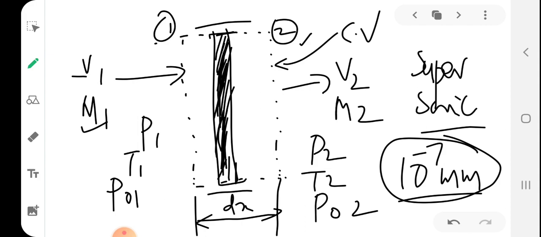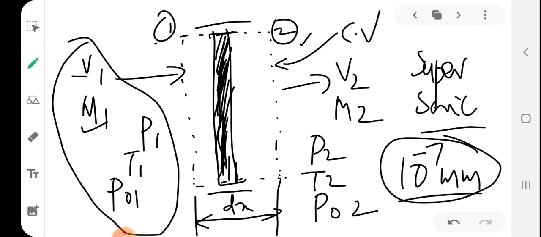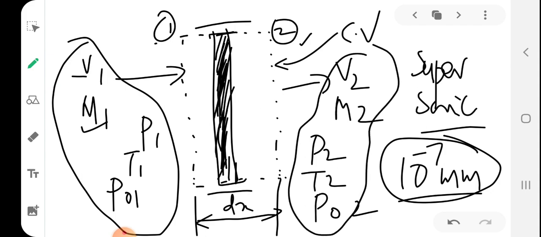And there will be an abrupt change. What actually happens when a shock wave occurs? There will be an abrupt change in flow parameters, right? Mainly pressure increases abruptly, and velocity and Mach number get reduced. So there will be a change in flow parameters. That is why I have mentioned a particular set of flow parameters in the upstream and a particular set of flow parameters in the downstream. Okay.